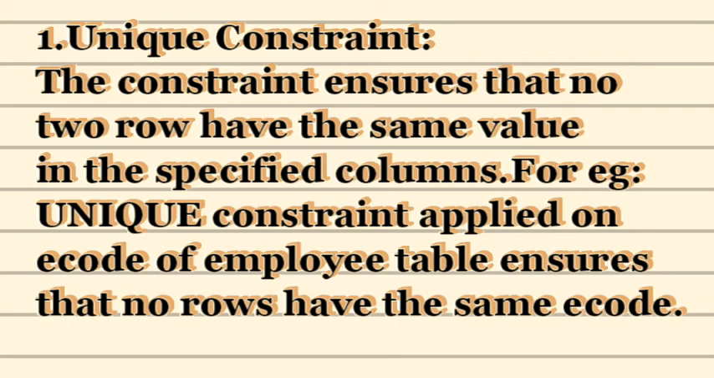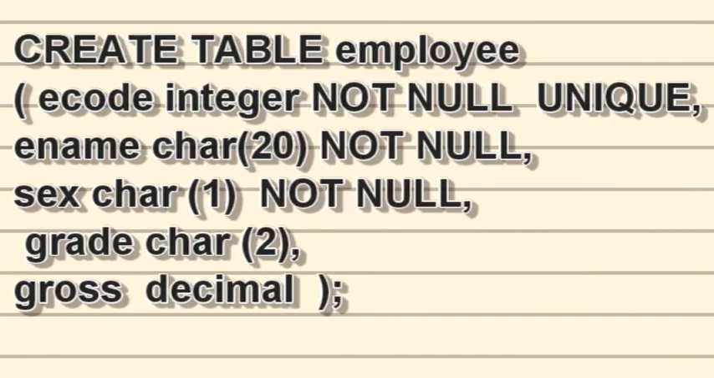The number one constraint that we have is the unique constraint. When I'm talking about the unique constraint, this constraint ensures that no two rows have the same value in the specified column. For example, a unique constraint applied on the E code of the employee table ensures that no rows have the same E code, as shown in the example below. As you can see, I have created a table: create table employee, E code integer, with the other contents the same as the previous table I created. There I have written not null, and with that I have written unique.